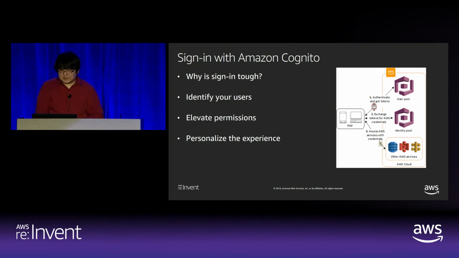So why is sign-in tough? Sign-in is tough because if you were to do it by yourself, you'd have to manage the entire directory of users, their passwords, and overall the security protocols surrounding those. With Amazon Cognito, you'll be able to easily identify your users, provide them elevated permissions, in our case, the ability to comment on the articles, and best of all, you'll be able to personalize their experience. Once you know who they are, you can keep track of the articles that they're looking at, say for instance, pineapples or their favorite band, and you can send them push notifications about those topics.